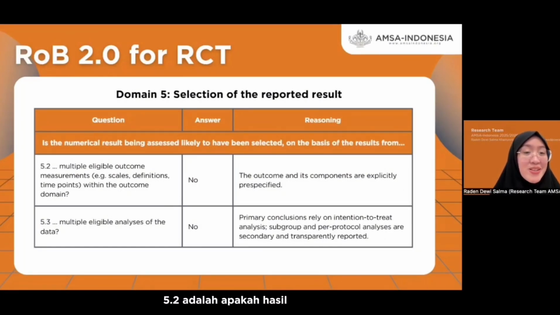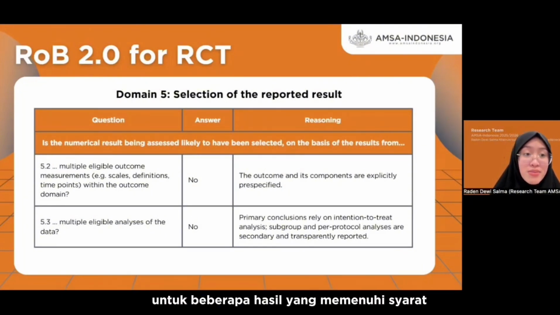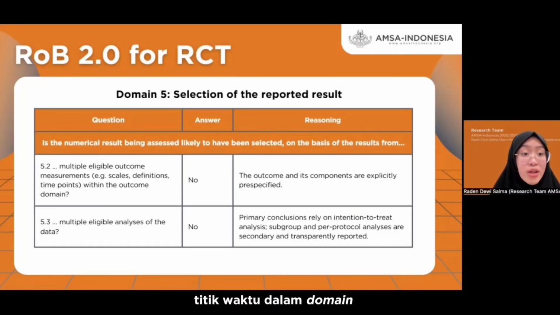5.2. Is the numerical result being assessed likely to have been selected on the basis of the result for multiple eligible outcome measurements, such as scales, definitions, time points within the outcome domain? The answer is no. The reason is because the outcome and its components are explicitly specified.